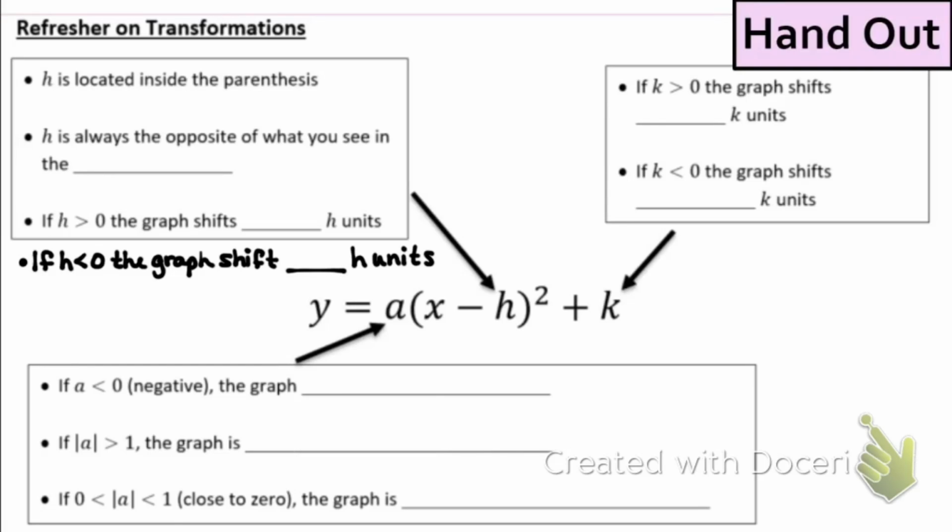Let's take notes and then we can talk. All right. In our conversations about A, H, and K, H is always going to be located inside the parentheses. And H is always the opposite of what you see in the equation. And that's why I call it the opposite.